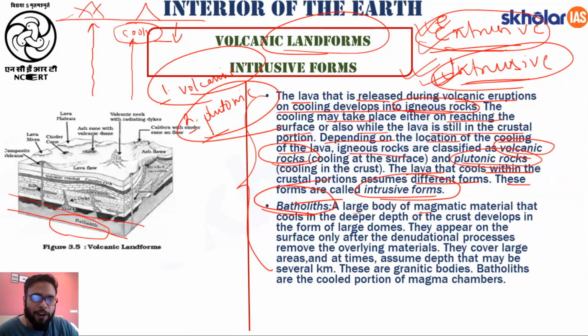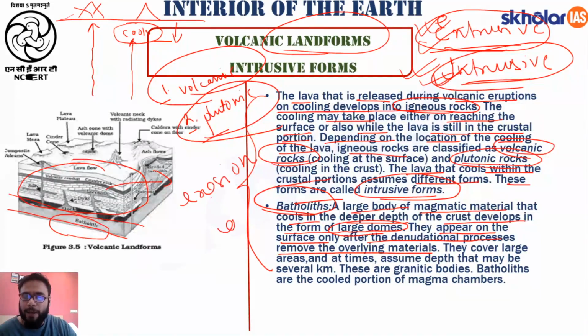It is a large body of magmatic material that cools in the deeper depth of the crust, and develops in the form of large domes. So what is the structure of a batholith? These are large domes, right? And they appear on the surface only after denudational processes, after the removal of the overlying materials. So these batholiths at times can get exposed to the surface of the earth if this section gets removed because of processes like erosion and weathering. If the upper layers are removed, your batholiths at times can get exposed to the surface of the earth.